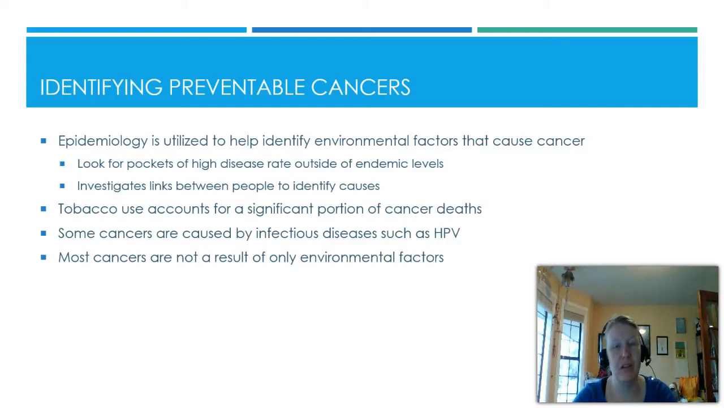Epidemiology helps us identify the differences between these by looking at any rise in disease rate above endemic levels. So if on average 1% of the population comes down with pancreatic cancer, but there's a pocket of people where 50% of the population has pancreatic cancer, there's probably something going on there. That's where epidemiologists come into play and start looking for these different causes to find the links to help us minimize the risks.